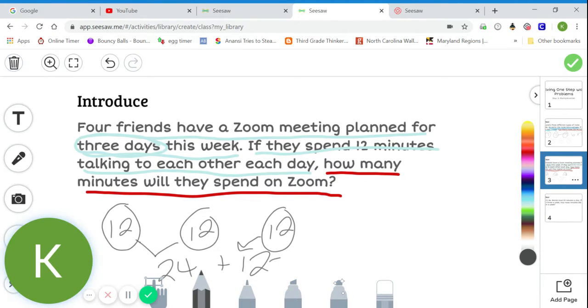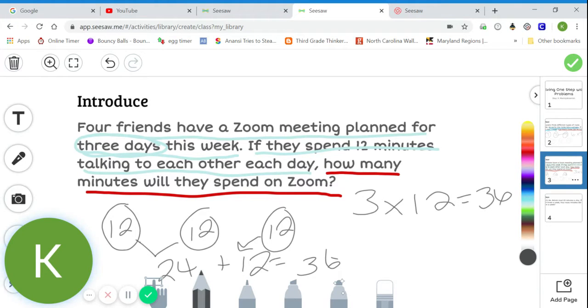Well, 24 plus 12 is going to be 6 ones, 3 tens, 36. That means 3 groups of 12 is 36. Now I'm going to write that as an equation. My 3 days are my groups. My 12 are the number of minutes in each group. 3 times 12 equals 36. That means they will spend 36 minutes on Zoom this week.